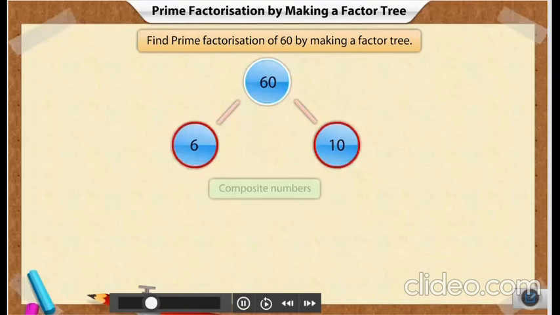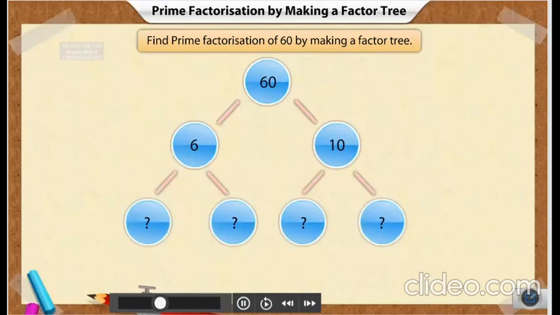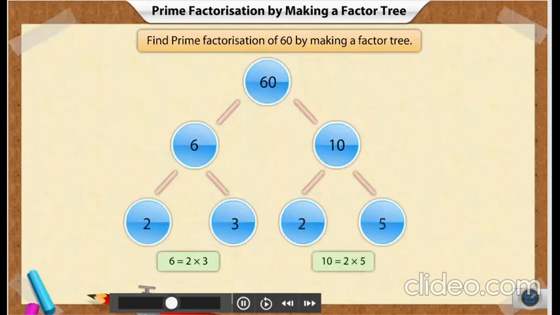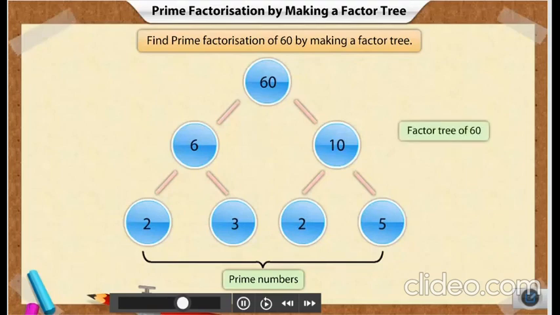Note that both the factors 6 as well as 10 are composite numbers, so let's factorize them further. Can you think of 2 numbers whose product is 6 and 2 numbers whose product is 10? 6 can be factorized as 2 times 3 and 10 can be factorized as 2 times 5. You can see that now all the 4 factors of 60 are prime numbers and cannot be factorized further. This diagram is the factor tree of 60.